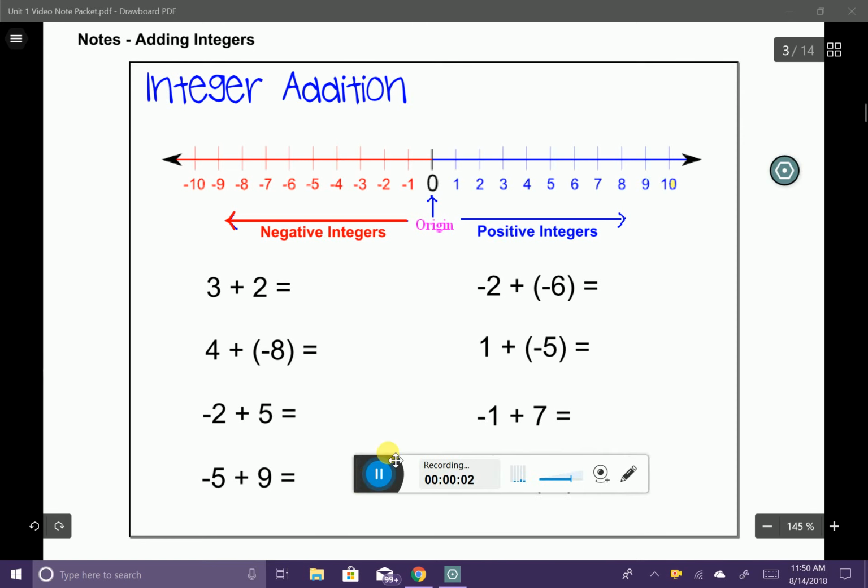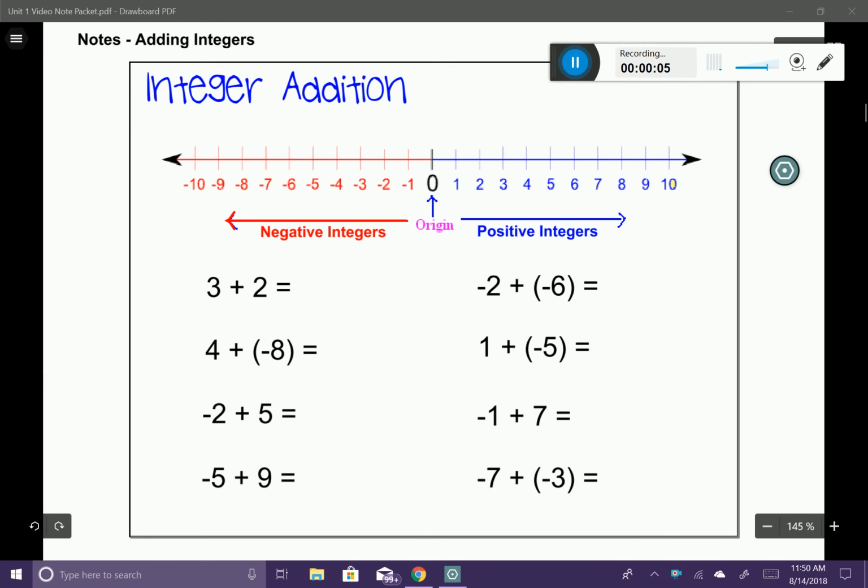This lesson, we're going to be talking about integer addition. Let's take a look at the picture at the top. This is called a number line. A number line consists of a line, as you see here, with a central location called the origin. This is where the number 0 will be located.